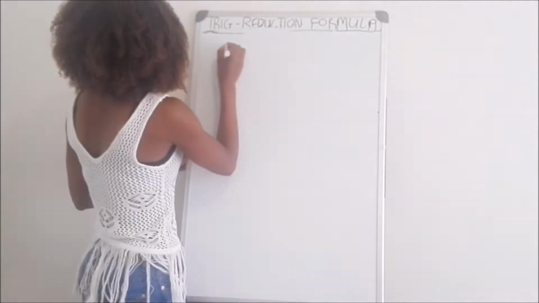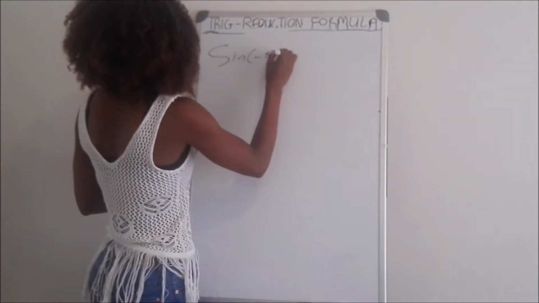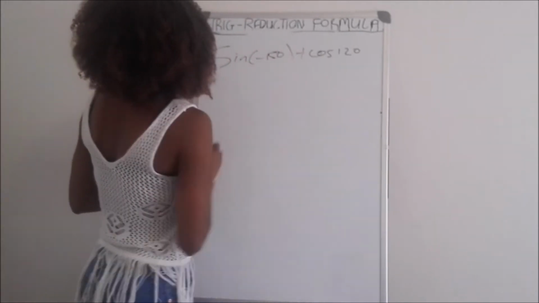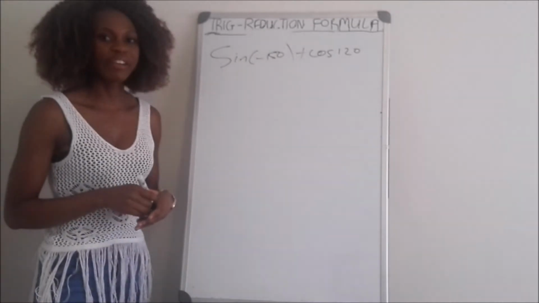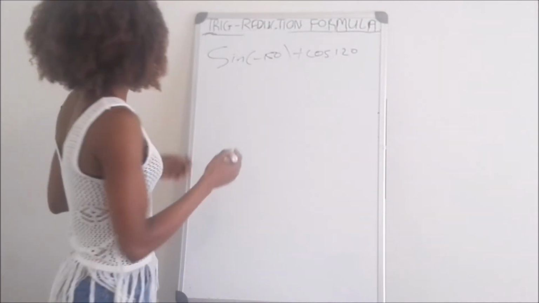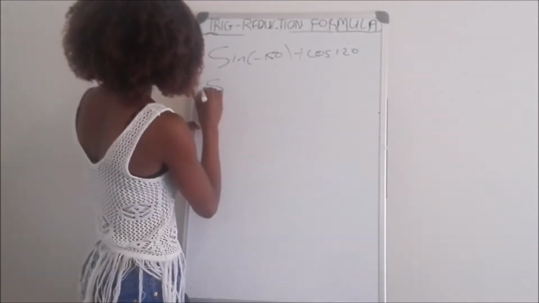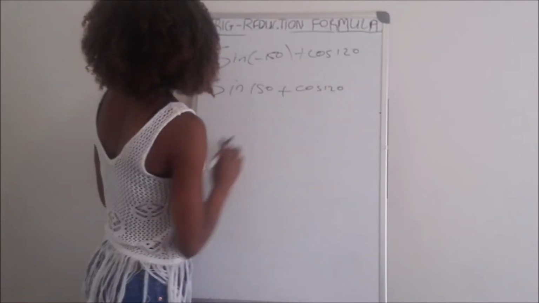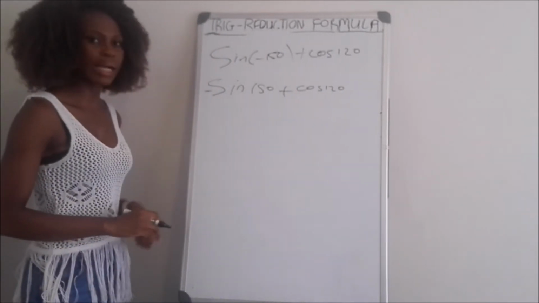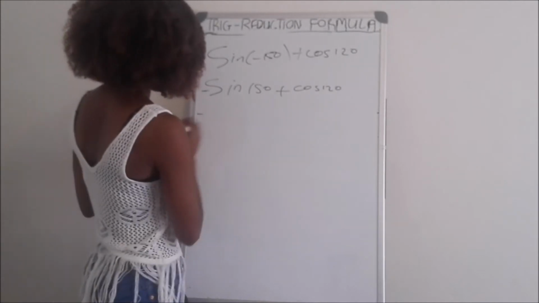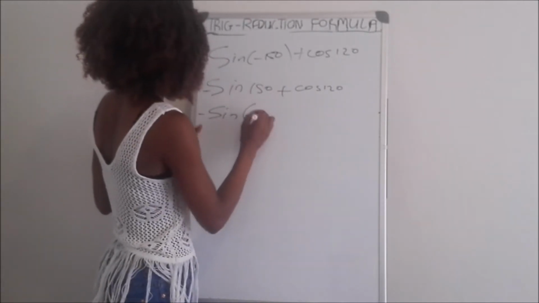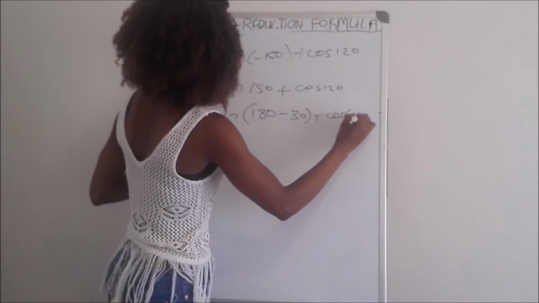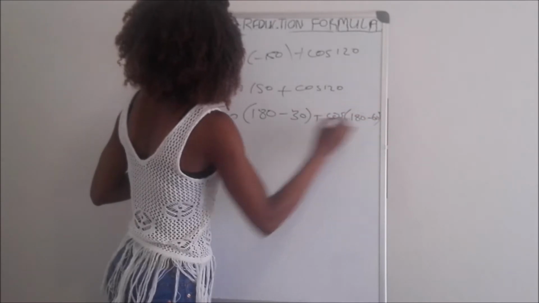The first one is sine of negative 150 plus cos 120. Remember, the sine of a negative angle is equal to negative sine of the angle. That means here we'll have minus sine of 150 plus cos 120. Now that's when we can start to reduce this angle into an acute angle. Sine 150 is the same as sine of 180 minus 30, plus cos 120, which is actually the same as cos of 180 minus 60.